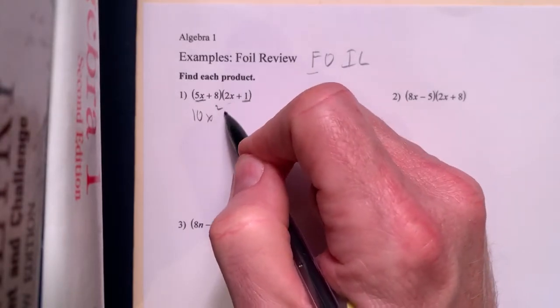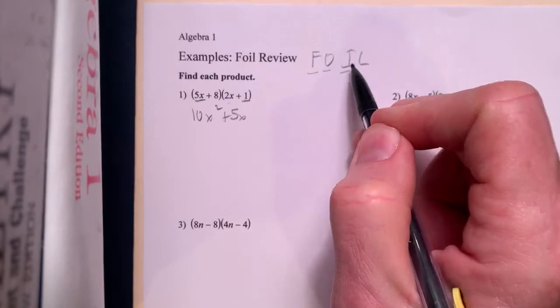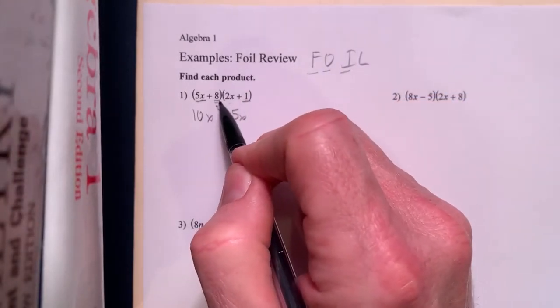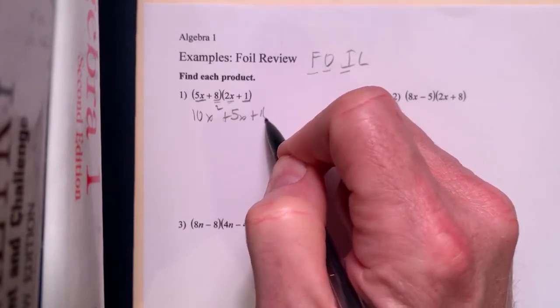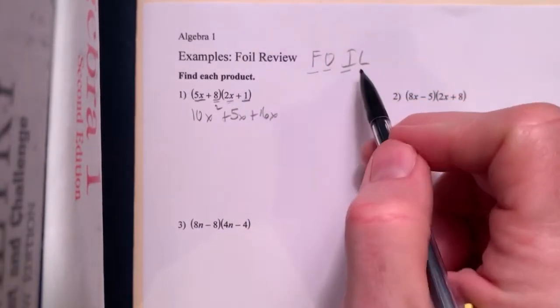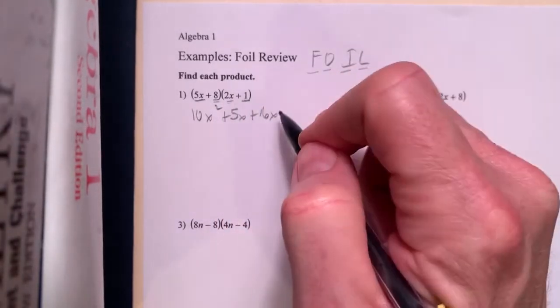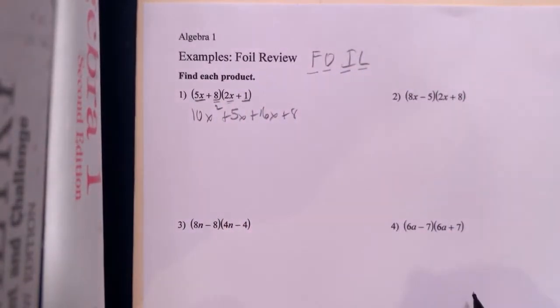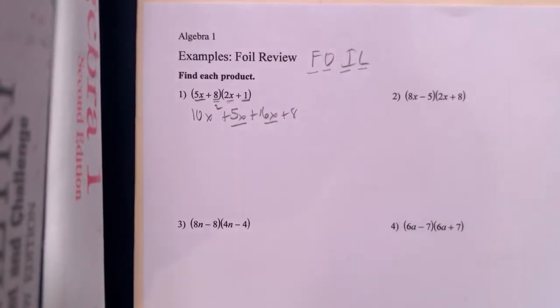So we're looking at positive 5x. So we have the inside terms, which is multiply this and this. So we're looking at 8 times 2x is positive 16x. And then we have the last terms we're going to multiply. So 8 times 1 is 8. 9 times out of 10, these middle terms will always be like terms. We're just going to add those together.